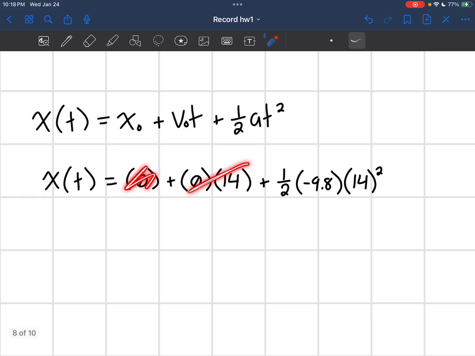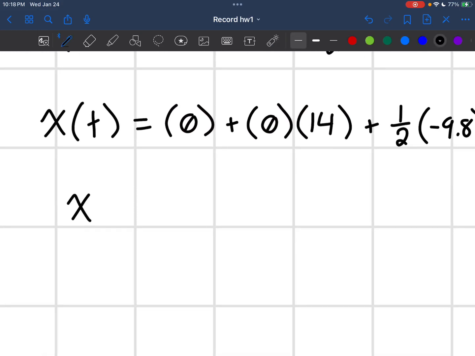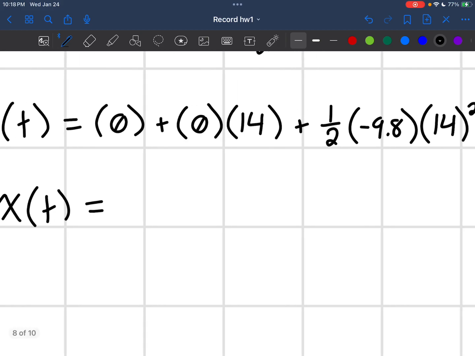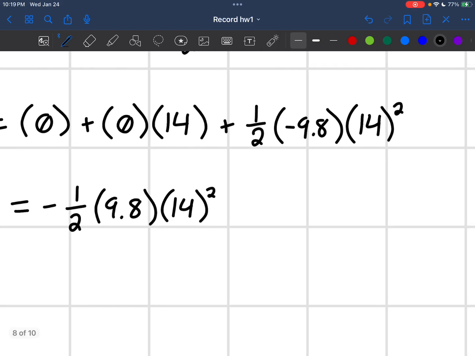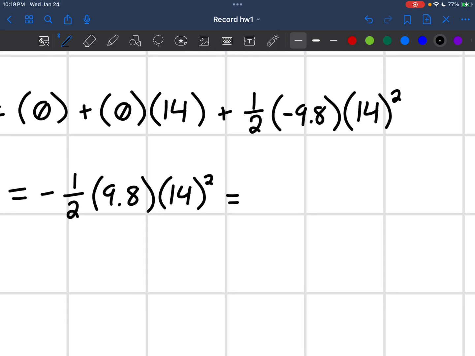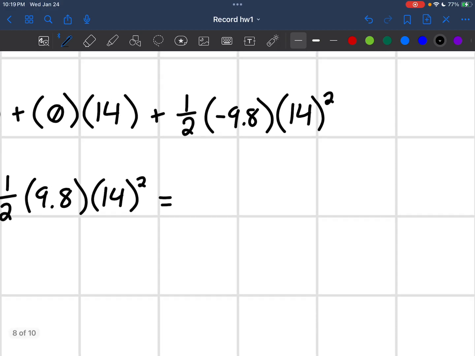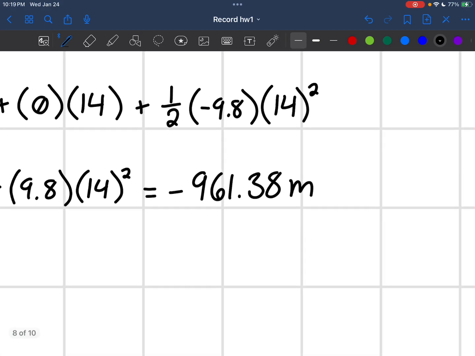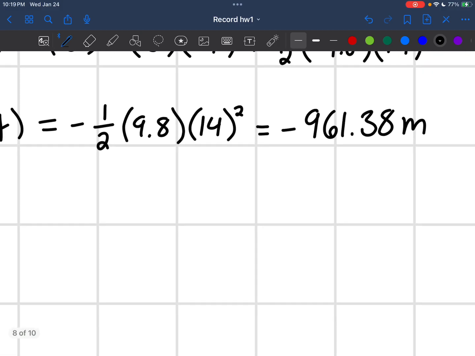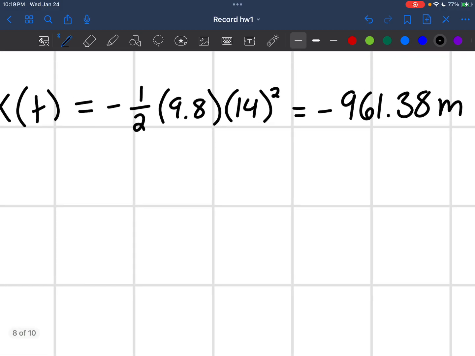All right, so these terms are both 0. Makes my life a lot easier. When I rewrite all of this, this negative in front of the 9.8, I'm just going to pull it out in front. Minus 1/2 times 9.8 times 14 squared. Punching that into a calculator, it's going to give us negative 961.38 meters.